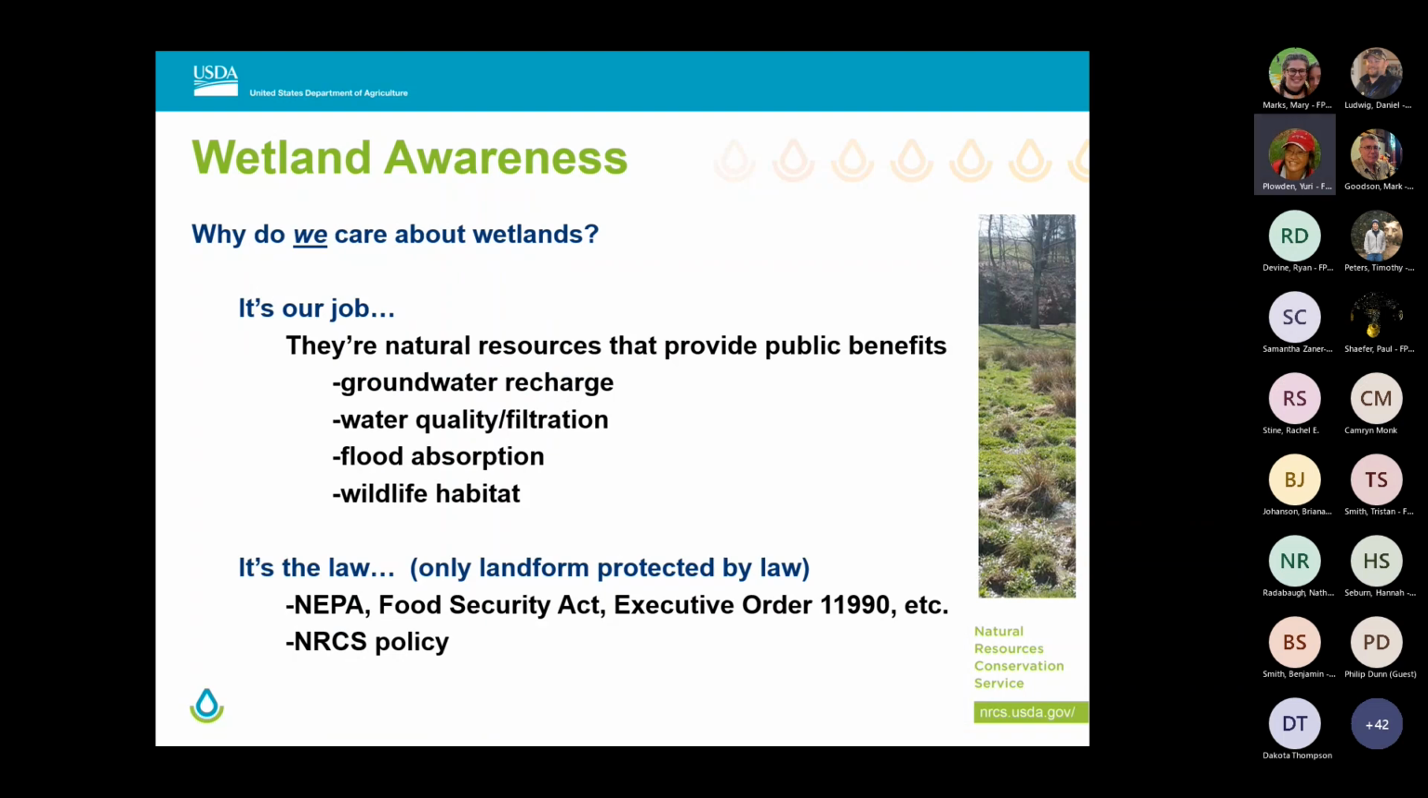All right, so we know about people that care about wetlands, but why do we, as conservationists, as NRCS employees, as conservation district employees, as agency employees, why do we care? Because it is our job. They're natural resources that provide public benefits like groundwater recharge, water quality, infiltration and filtration, flood absorption, wildlife habitat, and it's the law. And it is the only landform that's protected by law. Some of the laws are the NEPA and Food Security Act, Executive Order 11990, et cetera, and it's part of our NRCS technical policy.